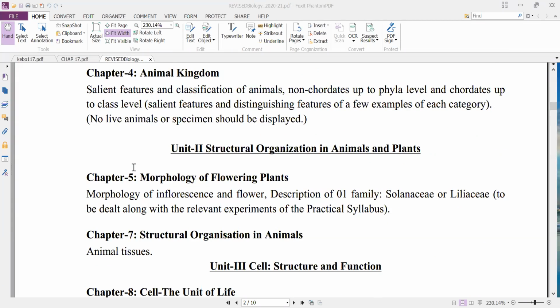And next, unit 2, chapter 5, Morphology of flowering plants, morphology of inflorescence and flower, and a description of only one family, that is Solanaceae. Okay, in the syllabus, root, stem, and leaf is not there. Fruit and seed is also not there in the syllabus from this chapter. And also semi-technical description of a flower is not there in the syllabus. Fabaceae and Liliaceae families also not there.